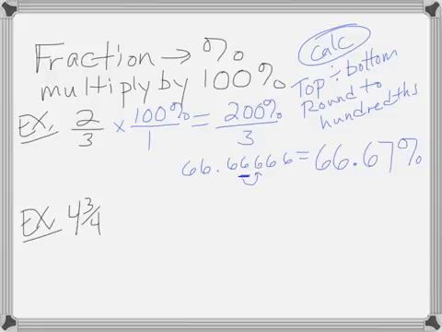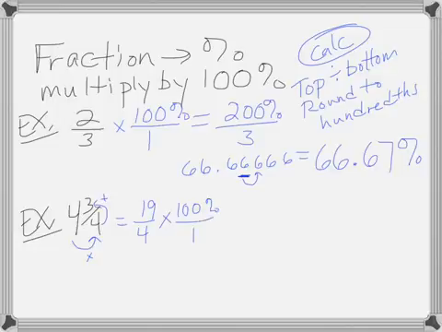4 3/4 for the next example. We need to change that to improper. Multiply 4 times 4 and then add the 3. So 4 times 4 is 16, plus 3 more is 19/4 times 100% over 1.